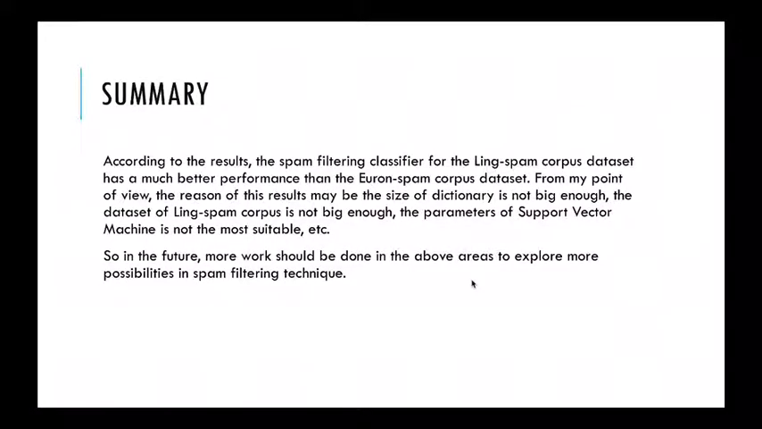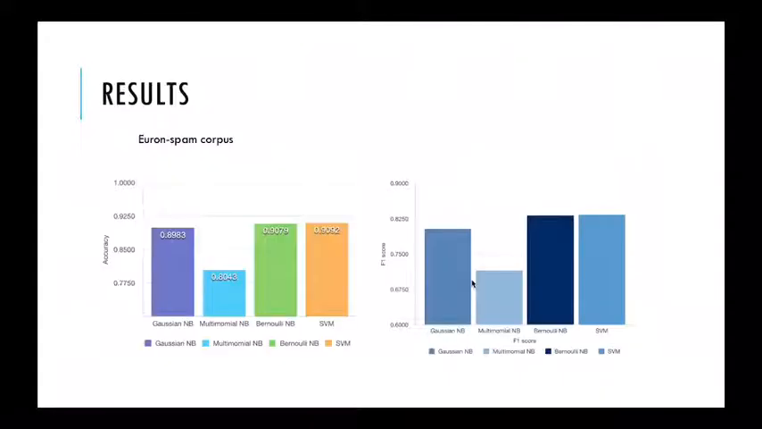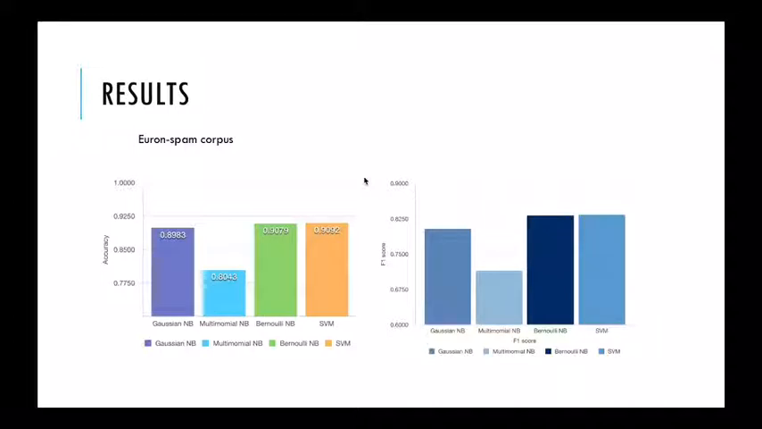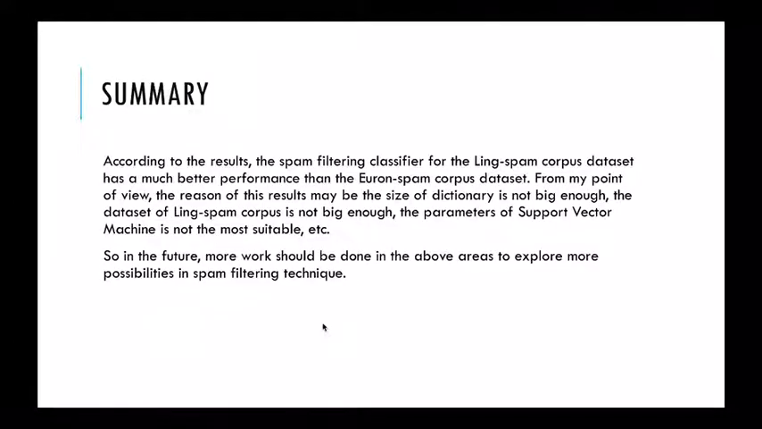Here's a summary. According to the results, the spam filtering classifier for the Ling-Spam corpus dataset has a much better performance than the Euro spam corpus dataset. Because we could see here that for Ling-Spam corpus, support vector machine has an accuracy of 0.97. But for the Euro spam corpus dataset, the support vector machine only has a 0.90 accuracy.